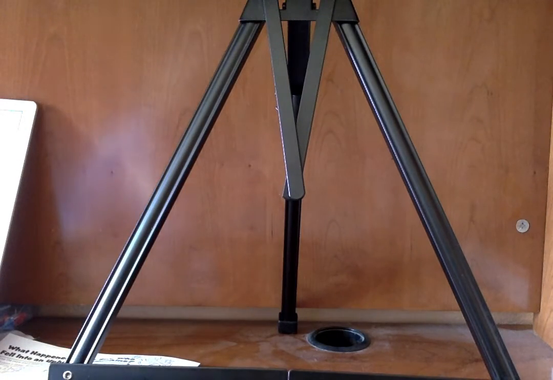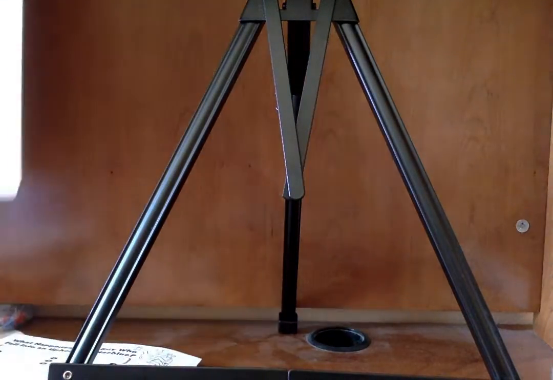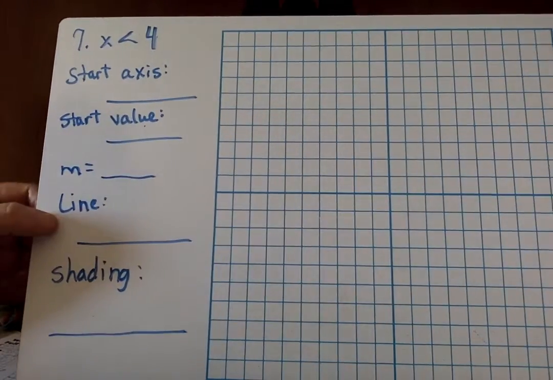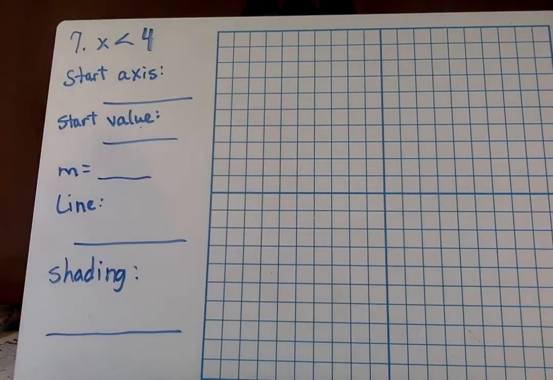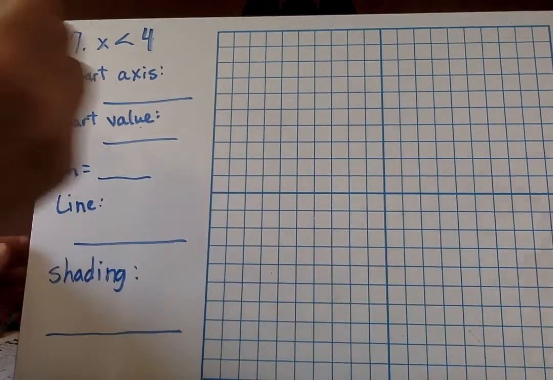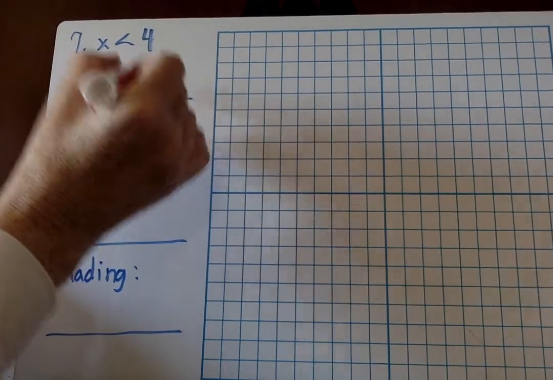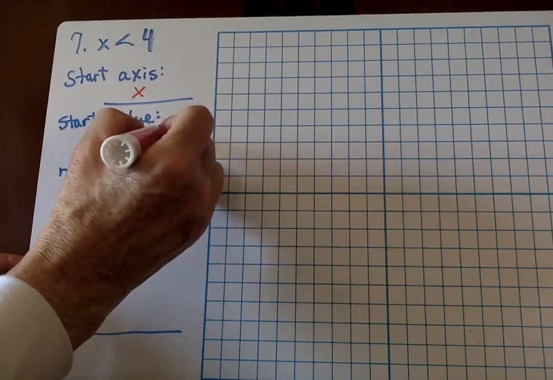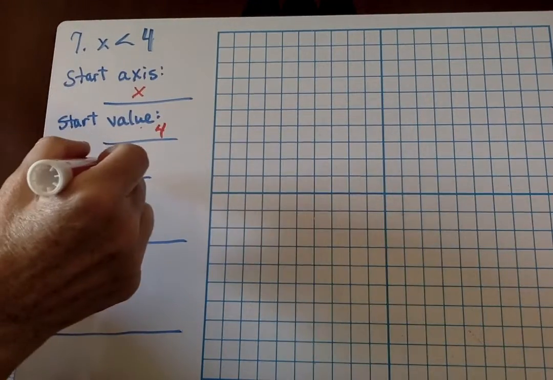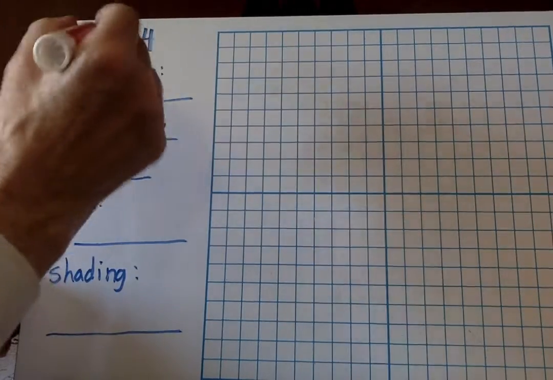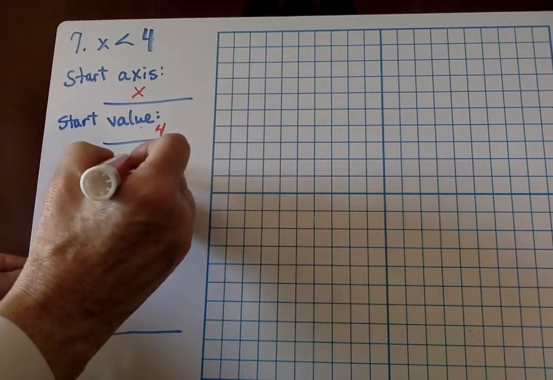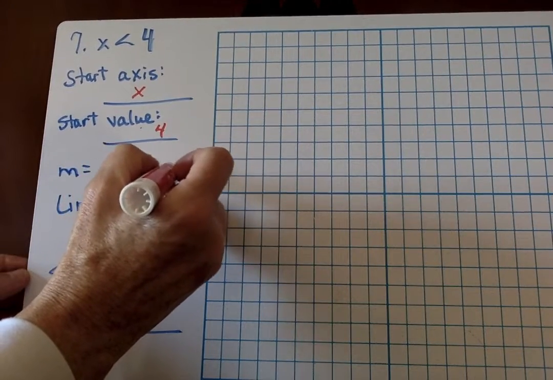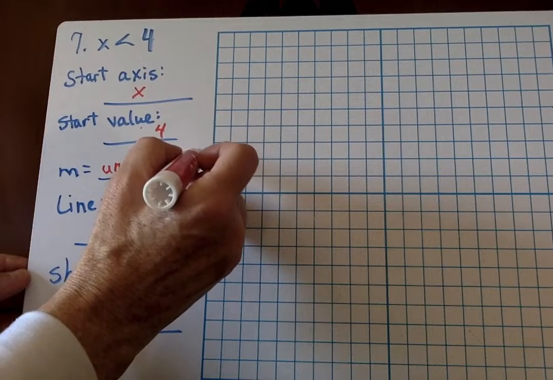Now let's go on to number 7. x is less than 4. Okay, so this is one of the few times where the start axis is not on y. It'll actually be on x. And what's the start value? Well, it would be x equals 4, so we put 4 right there for the start value. M is, well, when there's no y, m is undefined. So undefined slope, do you remember what that was? That means it's straight up and down.